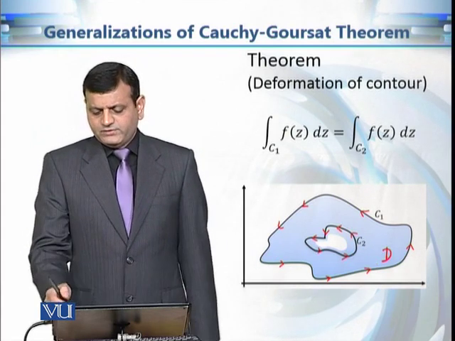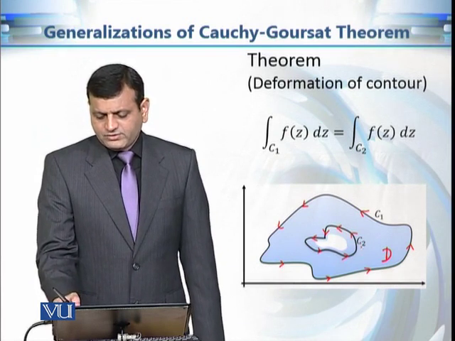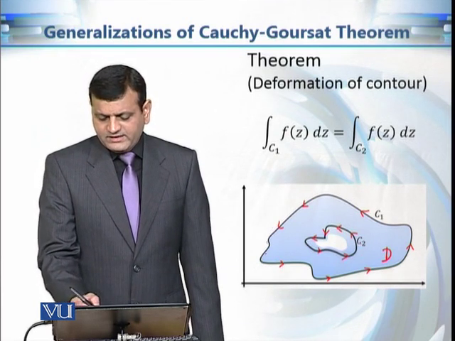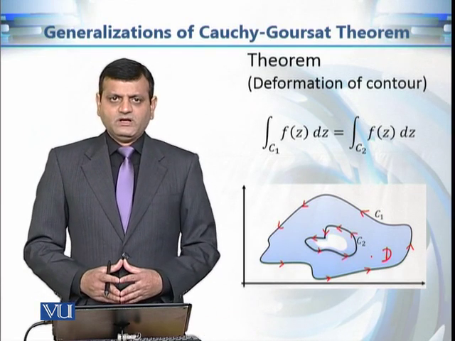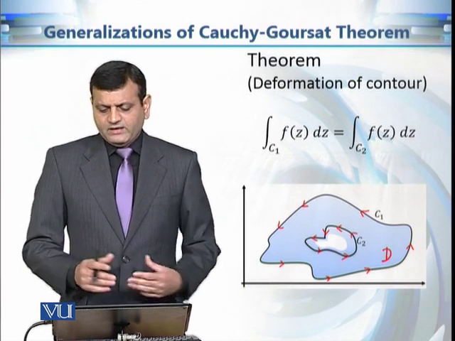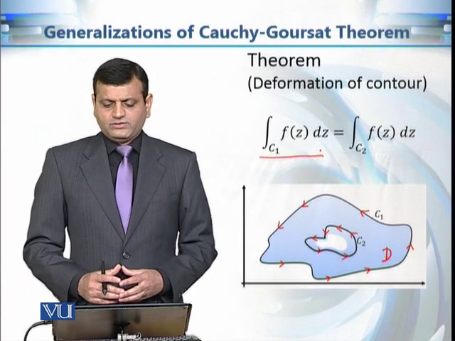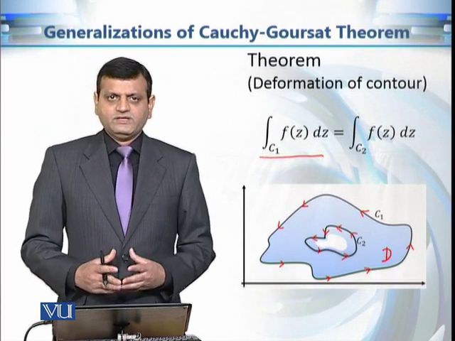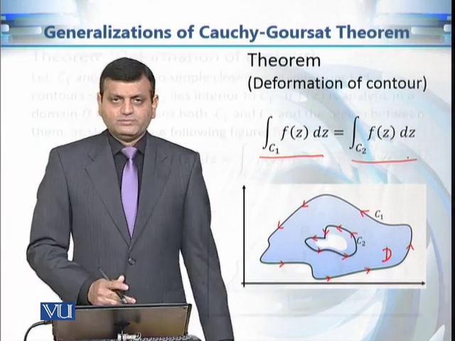And if we have two simple closed contours, and the condition is that this contour C2 is contained inside this contour C1, and of course both these contours are positively oriented, or in an anticlockwise way. The theorem says that the contour integral along C1 is going to be exactly the same as the contour integral along C2.